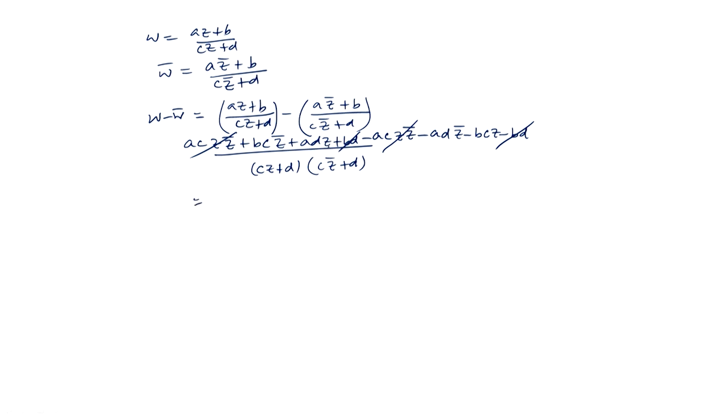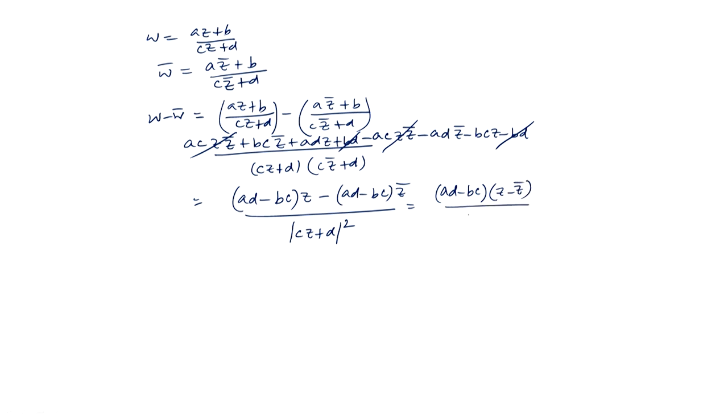Let us collect the coefficients of z and z conjugate. The coefficient of z is ad minus bc, and the z conjugate coefficient is minus (ad minus bc), divided by (cz + d)(c z conjugate + d), which we can write as mod of (cz + d) squared. So this is (ad minus bc)(z minus z conjugate) over mod of (cz + d) squared. So w minus w conjugate is equal to (ad minus bc)(z minus z conjugate) over mod of (cz + d) squared.